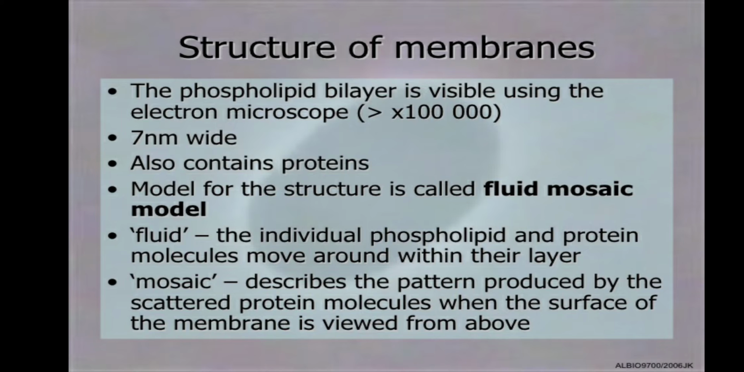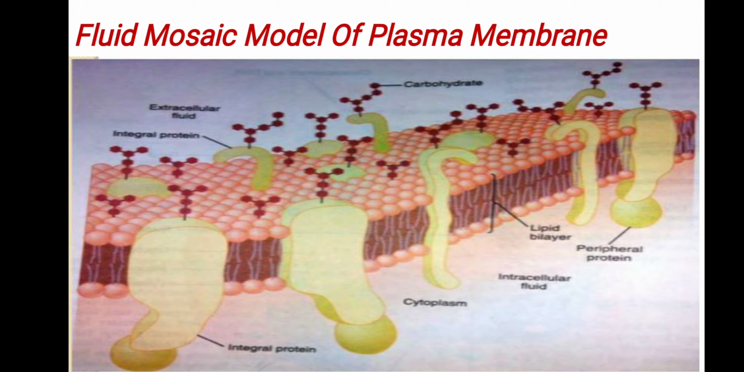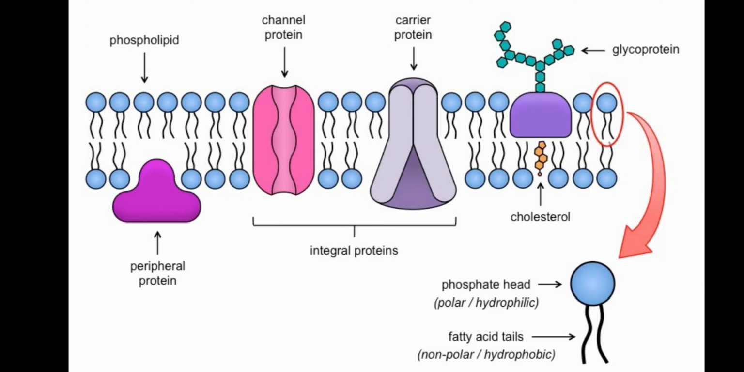Now according to Singer and Nicholson, the thickness of plasma membrane is 7 nanometer or 75 Angstrom. So this is the fluid mosaic model which was proposed by Singer and Nicholson. Please have a look. I have a simplified diagram for you.